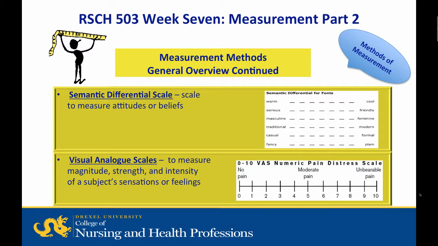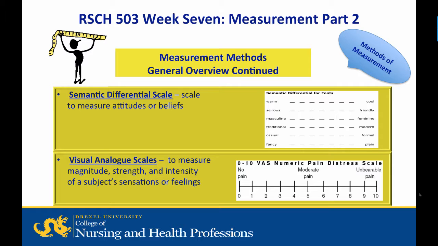The semantic differential scale was originally developed to measure attitudes or beliefs. It is now used to also measure variations in views of a concept. This scale includes 2 opposite adjectives with a 7-point scale between them. The subject chooses the point on the scale that best describes his or her view of the concept explored.